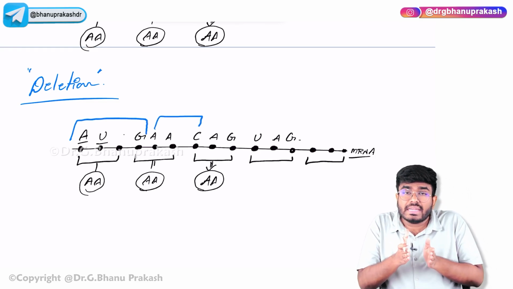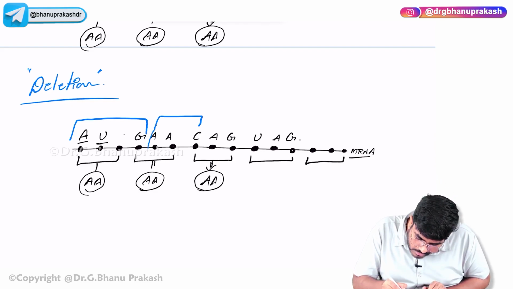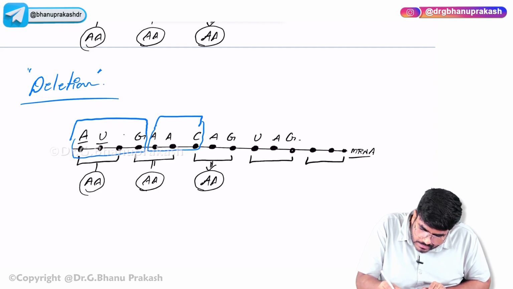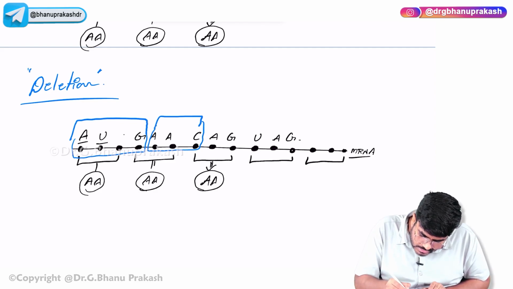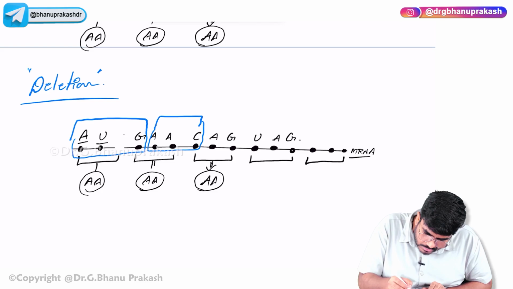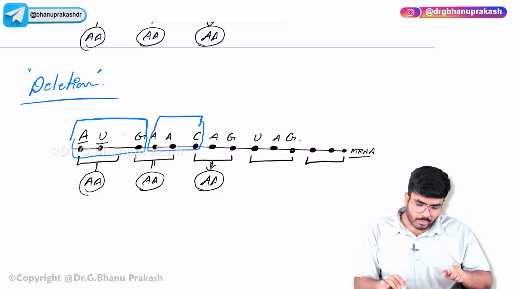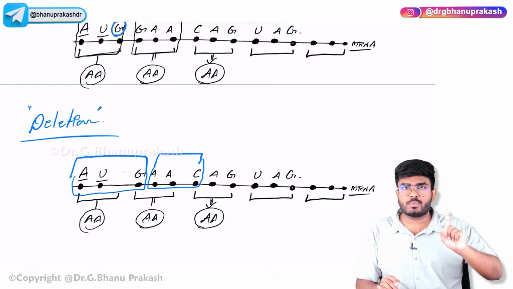Means the reading frame is shifted. Now, it's something like this. Just let me remove this. Now, like this. Now, this AUG becomes the codon. It was supposed to be different. It was supposed to be AUG previously.